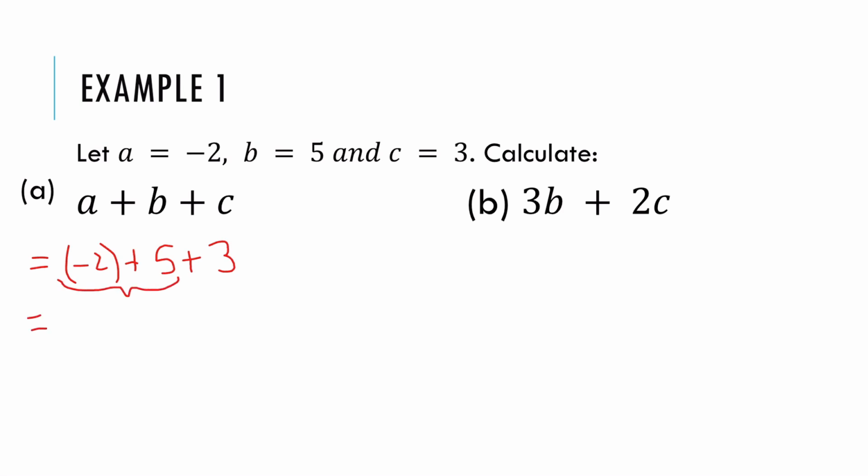I'll take it step by step. -2 plus 5 first gives me a +3. And I've still got to add on the 3 at the end. 3 plus 3 gives me 6, so my final answer is 6 for part A.